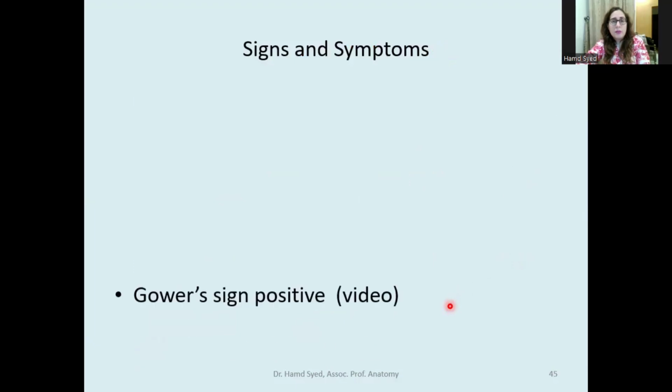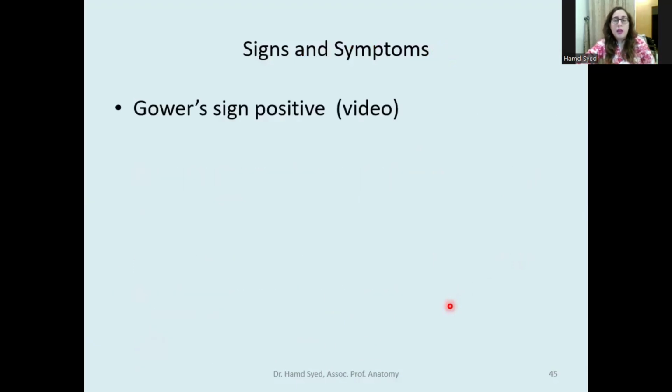Now, what are the signs and symptoms? The first important sign of Duchenne's muscular dystrophy is Gowers sign, which is positive. In Gowers sign, the patient needs to use their hands and their arms in getting up to a standing position from the floor. So you can say that they literally walk up their body. I'm going to show you a video for a practical demonstration of this condition, the Gowers sign.